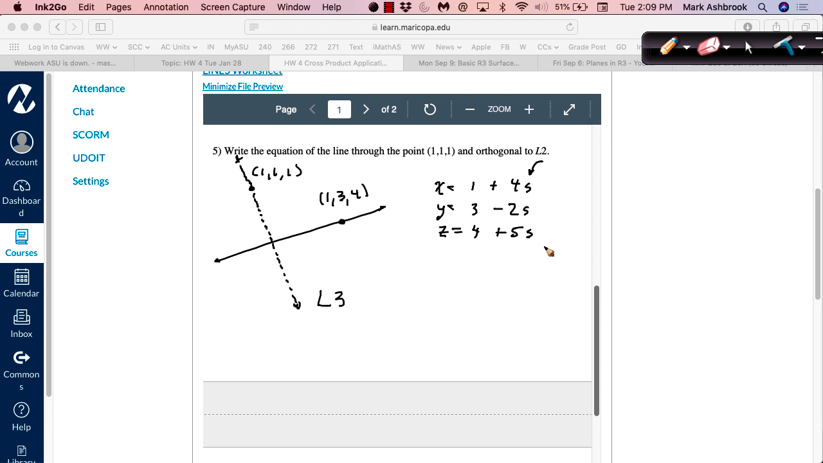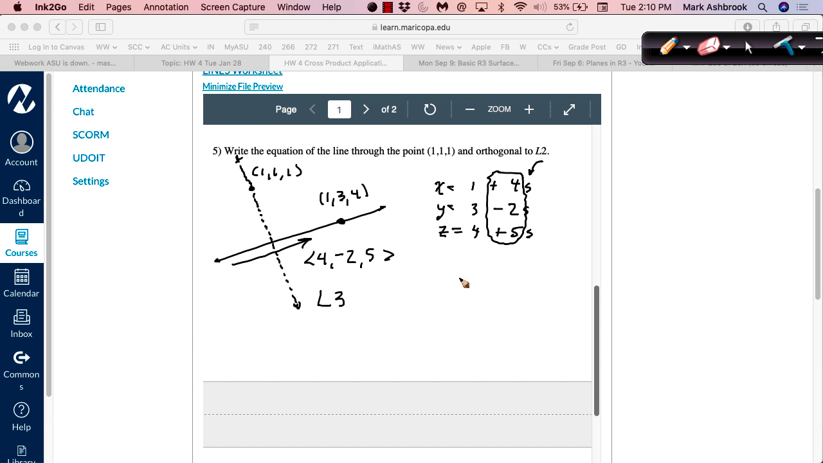And then what's the direction of this line? So we got the point 1, 3, 4, and then, yeah, it's 4, negative 2, 5. Right, so from the parametric equations, this is our parallel vector to the line. That's our direction vector. This is our known point, 1, 3, 4. And we could easily find lots of other points by picking values of S, cranking out ordered triples x, y, z, right?